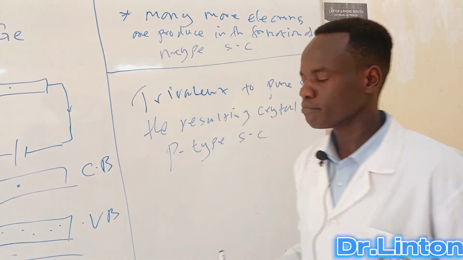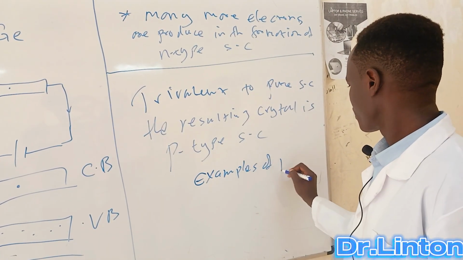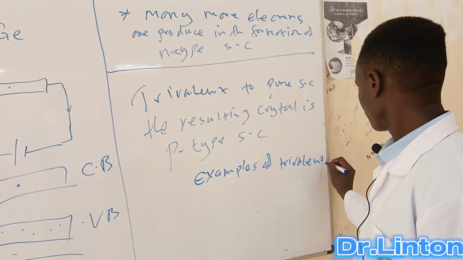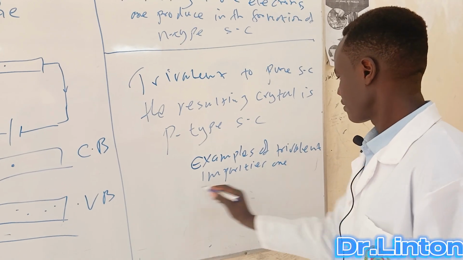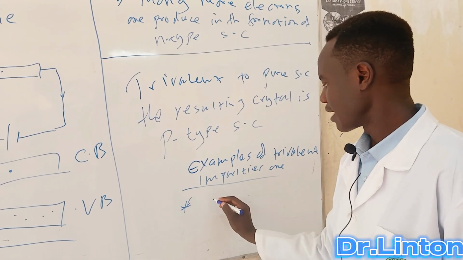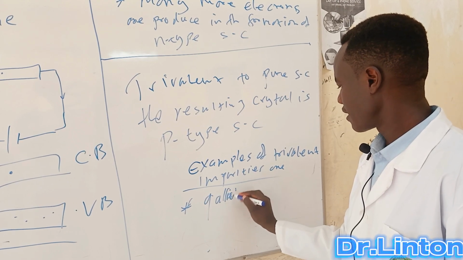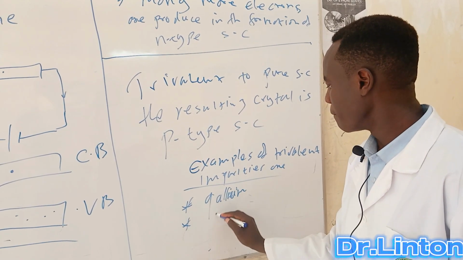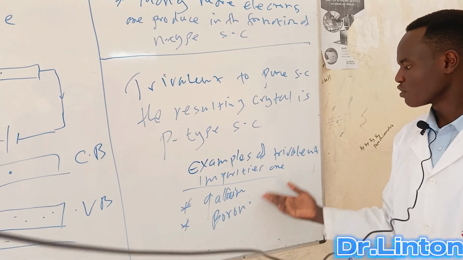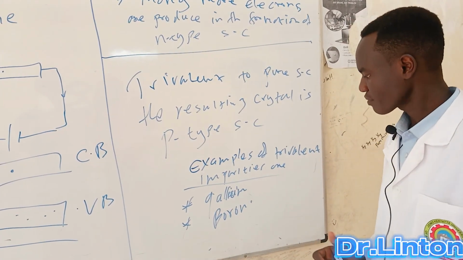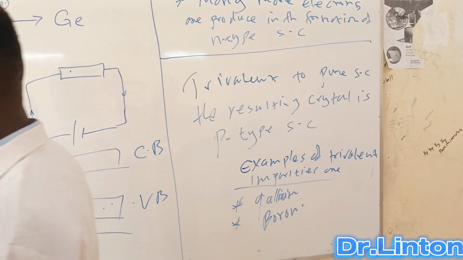Examples of trivalent impurities are gallium and boron. These are examples of trivalent impurities. Let us see the formation of a p-type semiconductor.